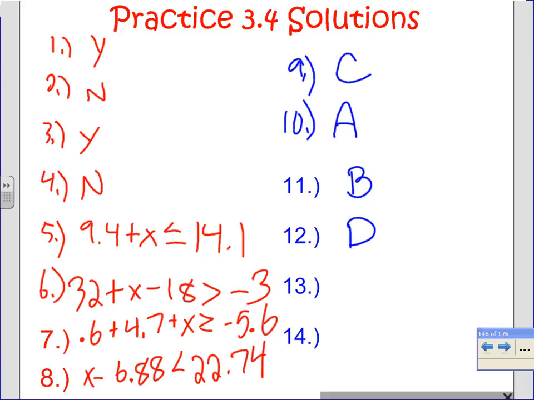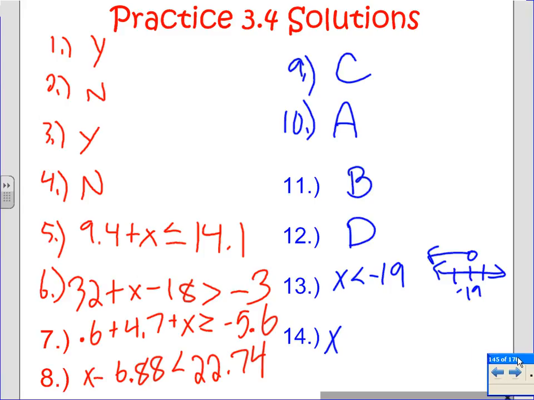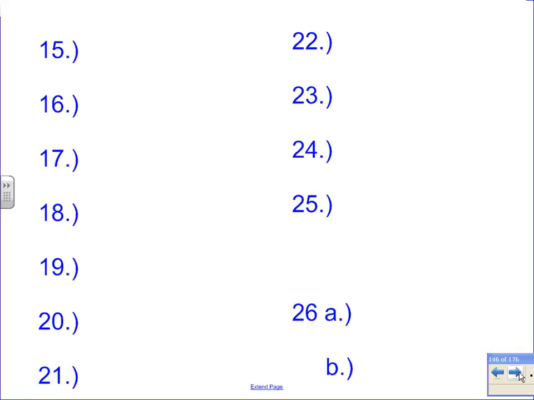Okay. 13, Mary. Good. Open circle above -19 going to the left. Charles, number 14. Good. 8 with a filled-in circle going to the right. Okay, 15, Matt. Good. Number line.